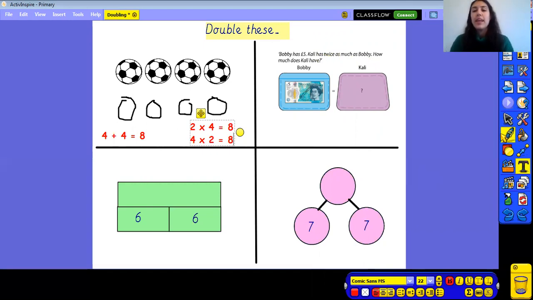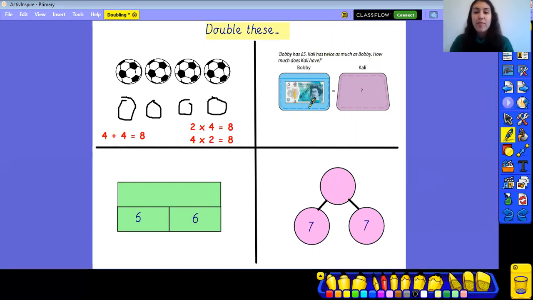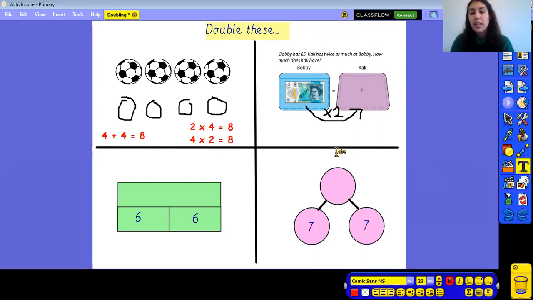So what happens is Bobby has £5 and Carly has twice as much. Twice means 2 times as much. So the number that Bobby has, Carly has that 2 times. So what we need to do is we need to do 5 2 times, and we would know how much Carly has.